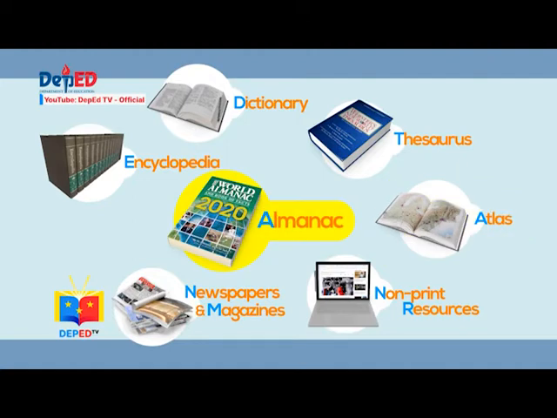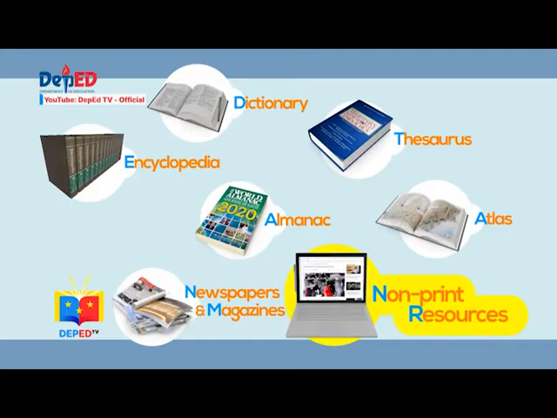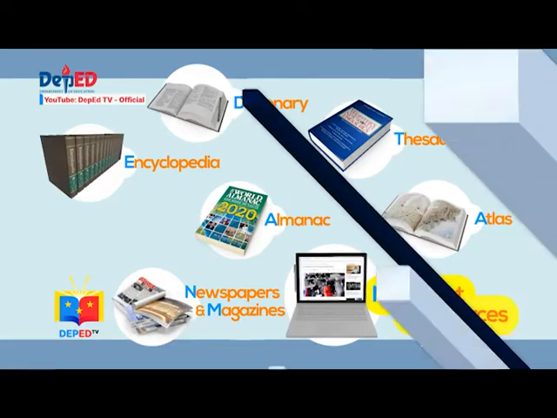An almanac is an annually published book with updated information and statistics on many subjects. Newspapers and magazines provide current information about many topics. And non-print resources include posters, photographs, copies of works of art, films, slides, records, tapes, compact discs, and computer software.